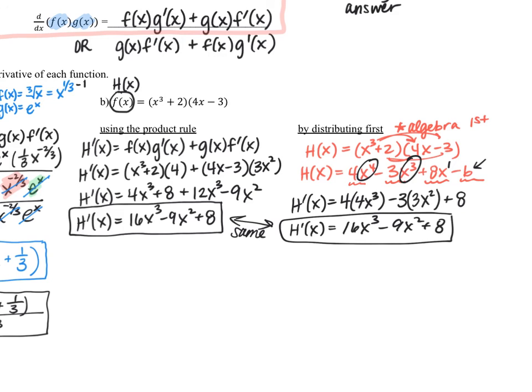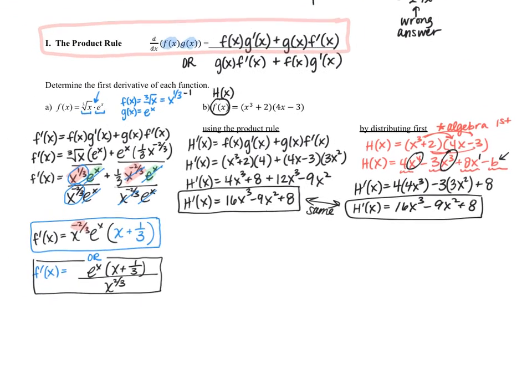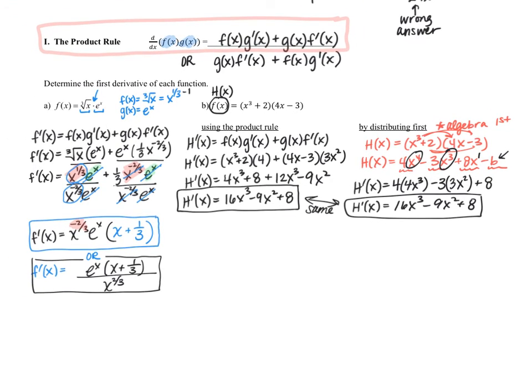So there are going to be some functions, like example A, where there really wasn't any algebra to be done, so we just had to dive into the product rule. And then there are other situations like example B, where you could choose to do the product rule if you wanted to, or you could choose to do some algebra first, and then you wouldn't end up needing to use the product rule.